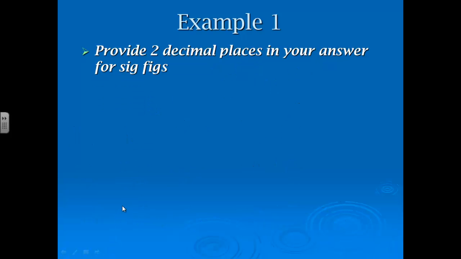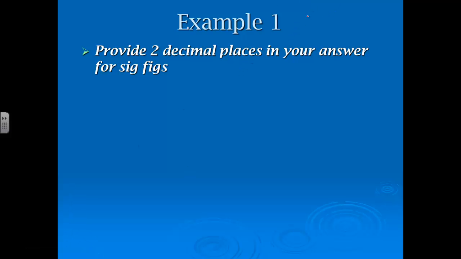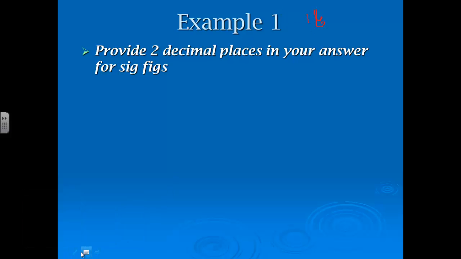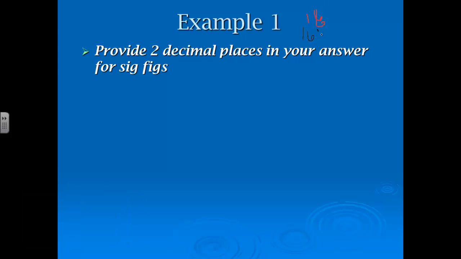Okay, now we're going to go ahead and find the percentage of each one based on what we just had. Now remember, the total molar mass for this compound is 164.10 grams per mole. And we've got to find the percentage for each one.